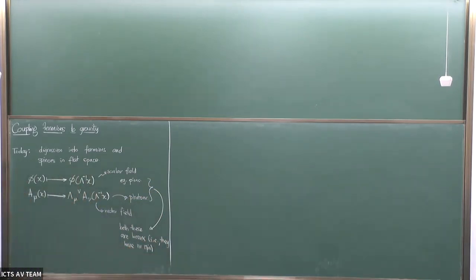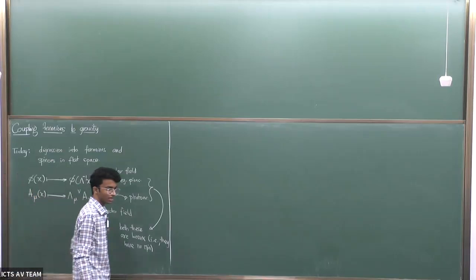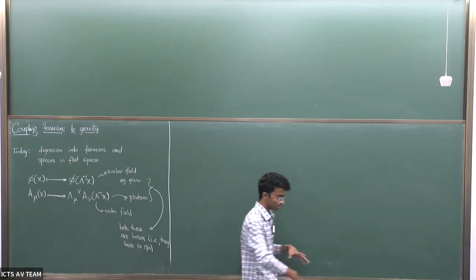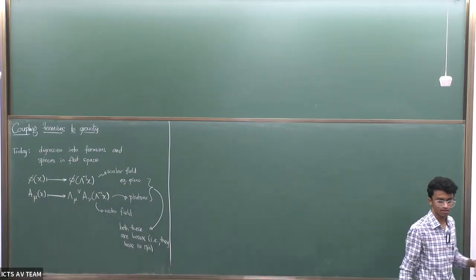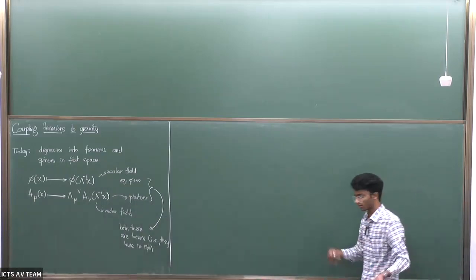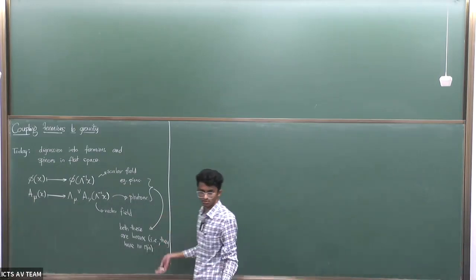So in these two examples, these two fields were just given to you. You didn't find these fields. You just considered a scalar field, said it will transform this way, and wrote down an action and found that, well, it describes pions. And then you said, there is a gauge field A mu. It transforms this way under Lorentz transformations, and under gauge transformation, it transforms as A mu plus del mu lambda. And then you said F mu nu is gauge invariant and Lorentz invariant, and hence you get electromagnetism.